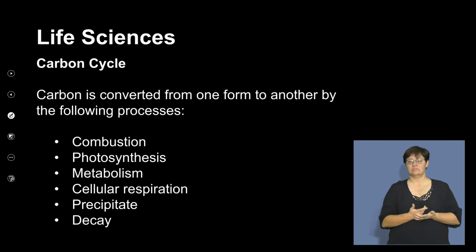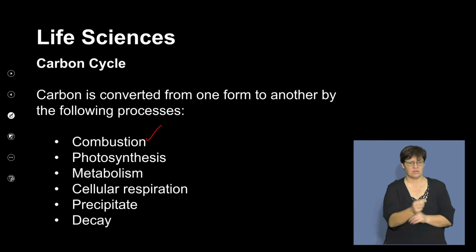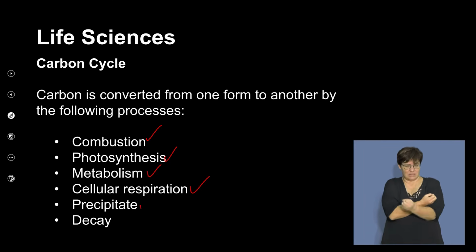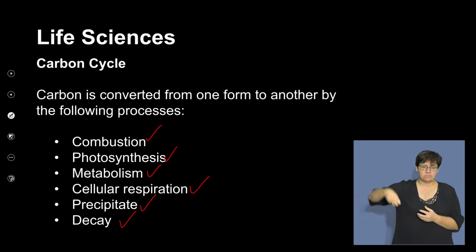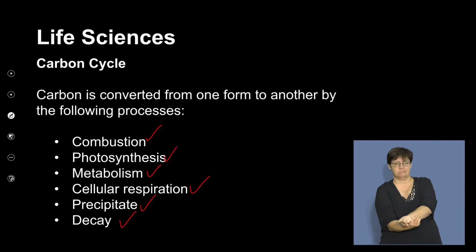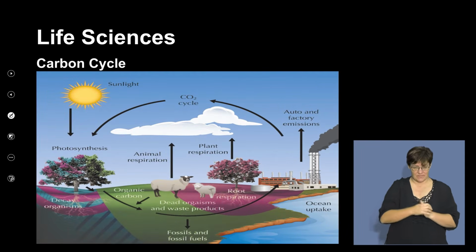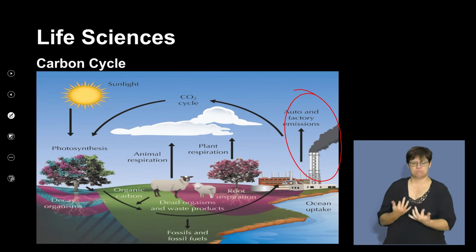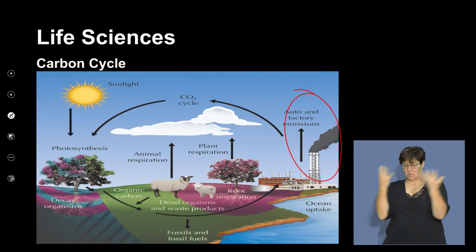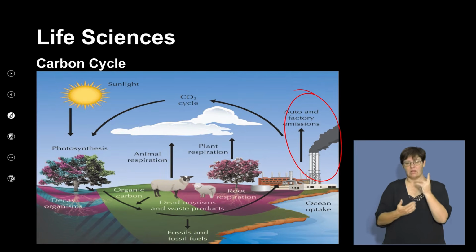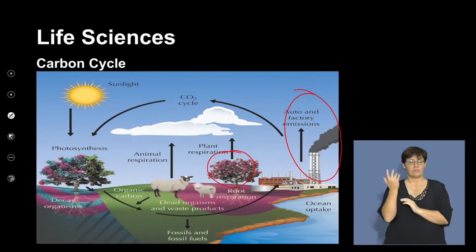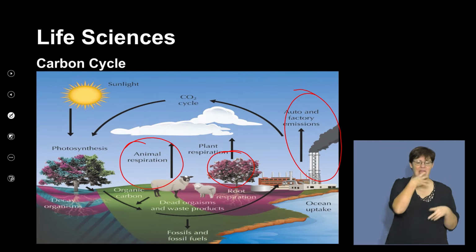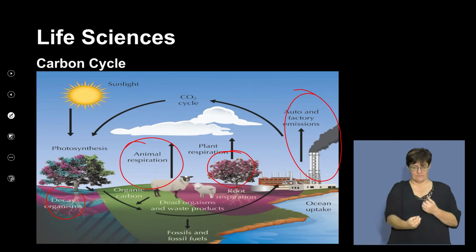So as I mentioned, the processes that we need to look at are combustion, photosynthesis, metabolism, cellular respiration, the concept of precipitation, and how decaying and decomposition contribute to the carbon cycle. As we look at this illustration, it shows you the different process of combustion, where industries use a lot of carbon and carbon fuels and produce a lot of emissions. We're looking at plants undergoing a process of respiration, animals as well producing carbon dioxide through respiration. We're going to look at each of these processes in detail in the next few slides.